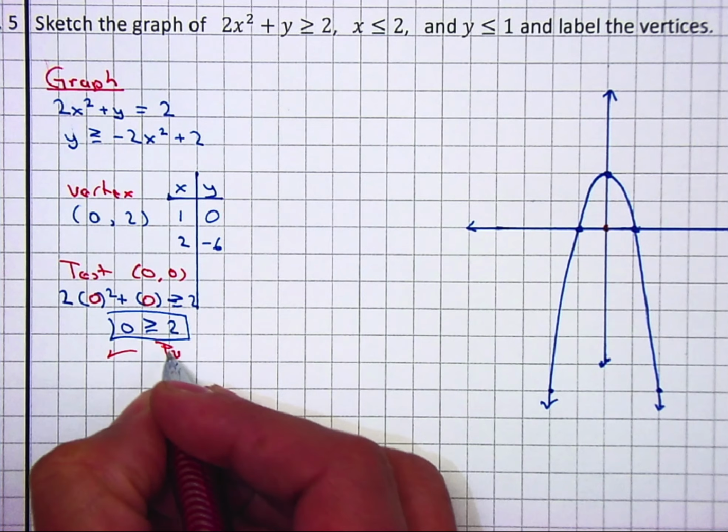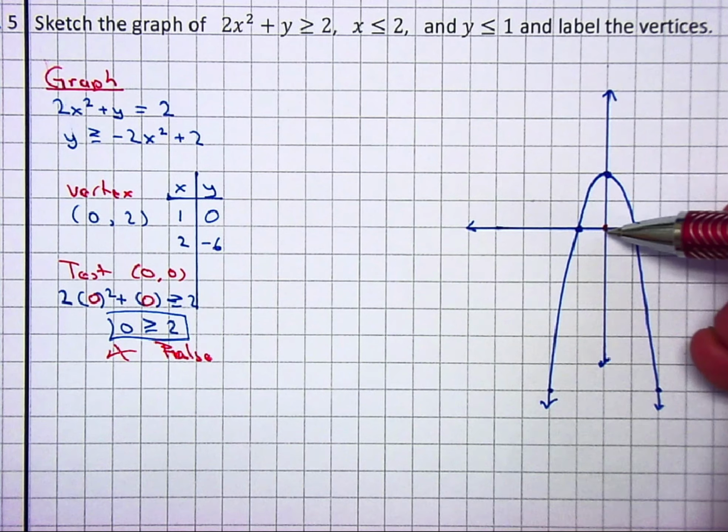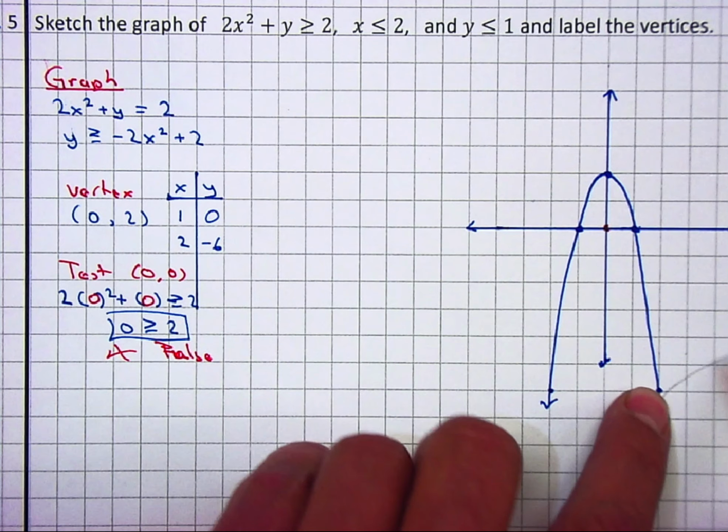That is a true statement. No, that's false, right? That is false. So that means that (0, 0) is not a solution, so all the solutions are on the opposite side. I'm going to shade it very lightly.